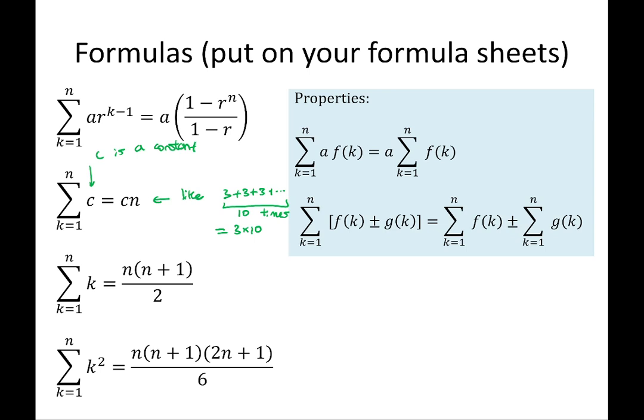Now the formula below that says that you have the sum from k equals 1 to n of two types of functions, f of k plus or minus g of k. And this property says that we can rewrite this sum as the sum from k equals 1 to n of just the f part plus or minus the sum from k equals 1 to n of the g part. We can add up each part of the sum separately and then add the results together. So I'll give you an analogy for that.